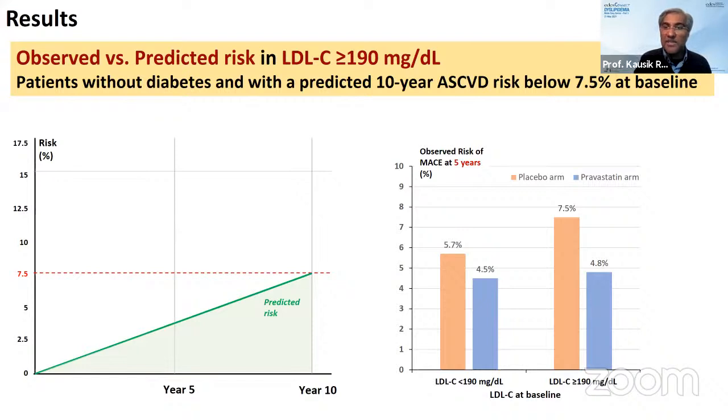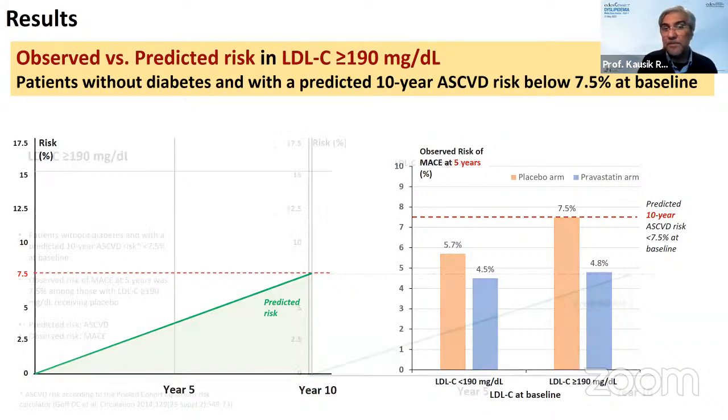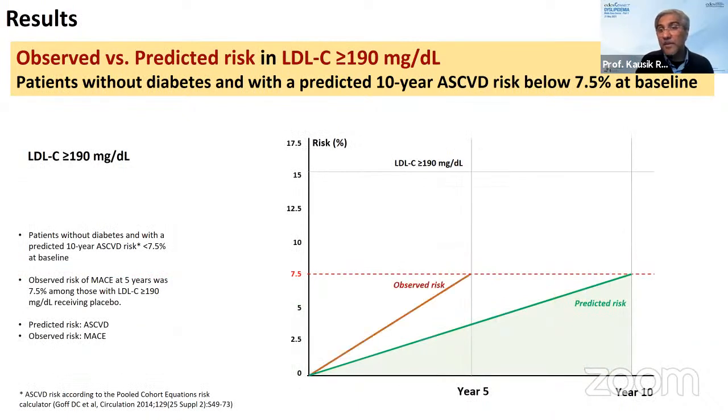But what you can see is that the observed risk over 5 years, not 10 years, was already 7.5%, not predicted, observed in the placebo group. And that could be reduced quite markedly from 7.5% to 4.8%. In those below 190, the 5-year risk was 5.7%, and that came down to 4.5%. So the observed risk is already much, much higher than what you would predict. So don't use risk calculators, because you want to change that long-term trajectory through early interventions and early LDL lowering.